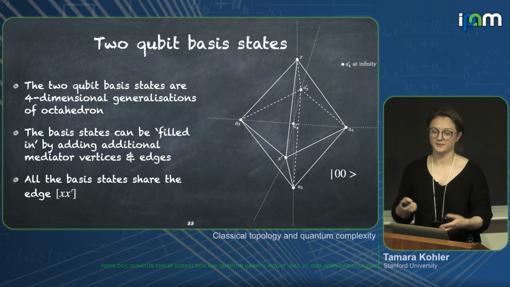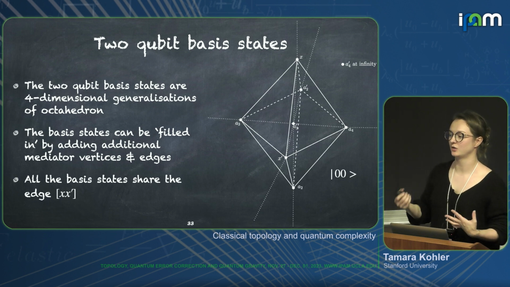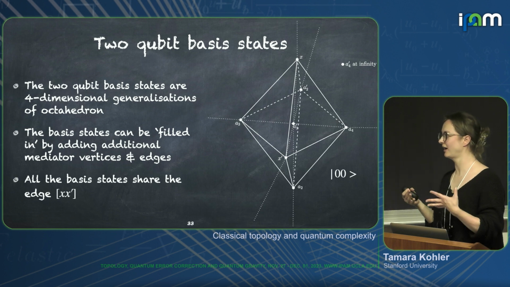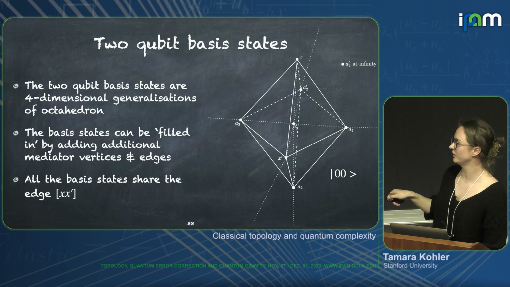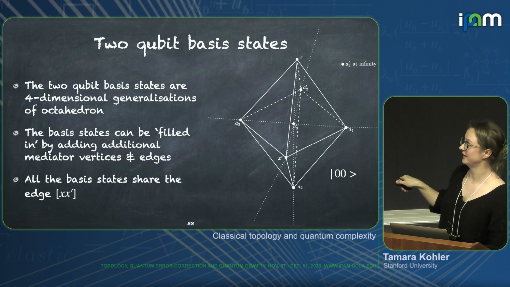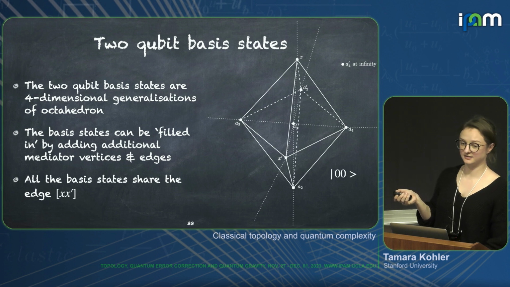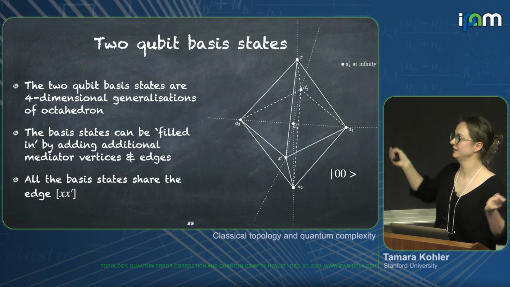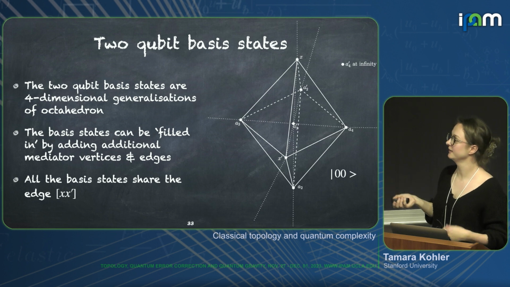Now, the 2 qubit basis states are now given by 4-dimensional generalizations of an octahedron. This is hard to visualize, but you can sort of visualize it in this picture. What we've got here is a standard octahedron you all know and love. And then to extend this to a 4-dimensional object, we've added 1 vertex in the center and 1 vertex at infinity and connected them up to every other vertex in the octahedron, but not to each other.